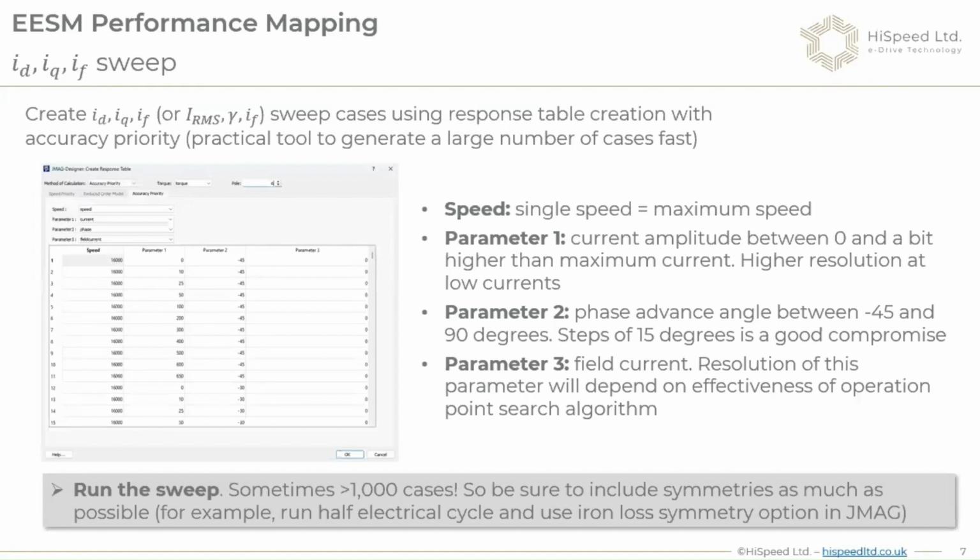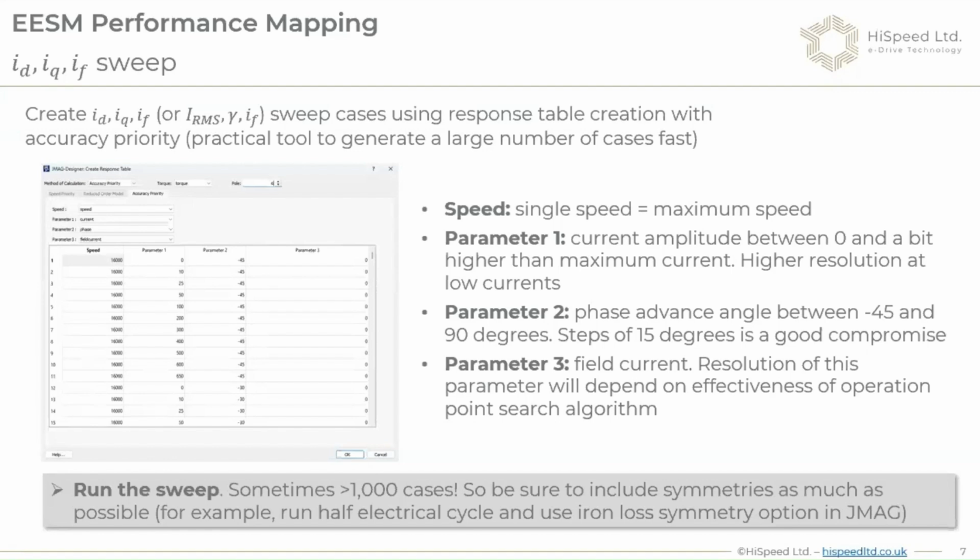So what we do in JMAG is that we don't create the cases one by one with the create cases table. We actually use the efficiency map generation model, which was designed to do the PMSM efficiency map calculations, but we adapt it to have 4 parameters. The first one being the speed, the second one being the current, the third one being the phase advance angle, and the fourth one being the field current.